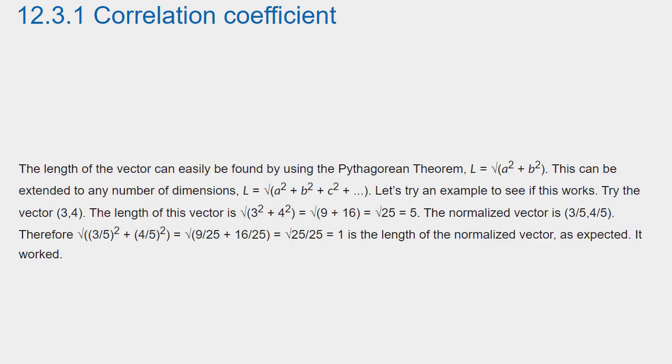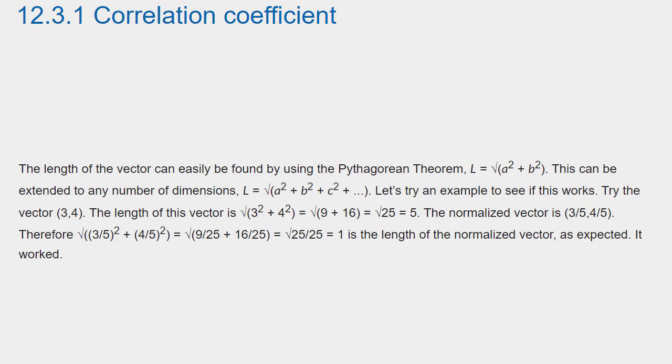The length of the vector can easily be found by using the Pythagorean theorem. L equals the square root of a squared plus b squared. This can be extended to any number of dimensions. L equals the square root of a squared plus b squared plus c squared plus so on. Let's try an example to see if this works.